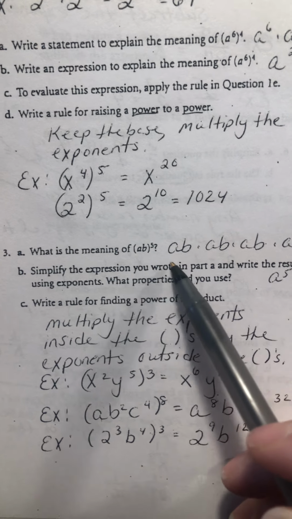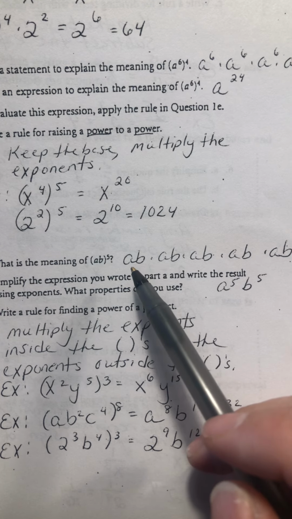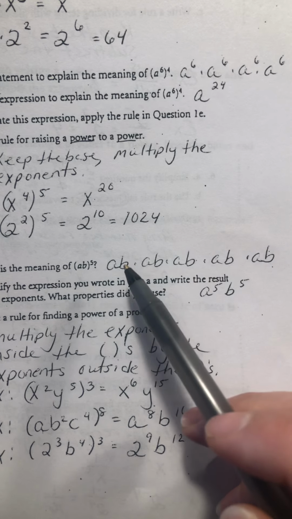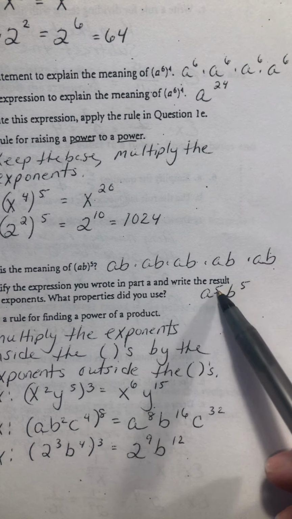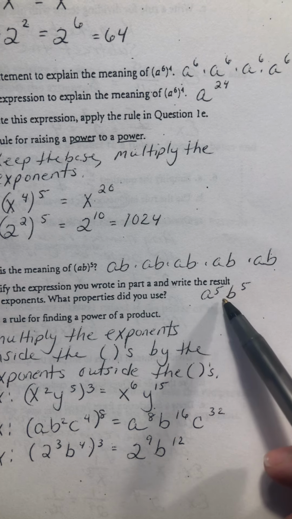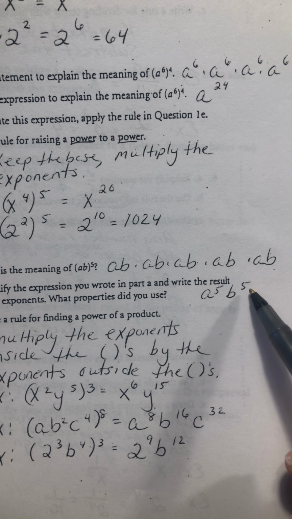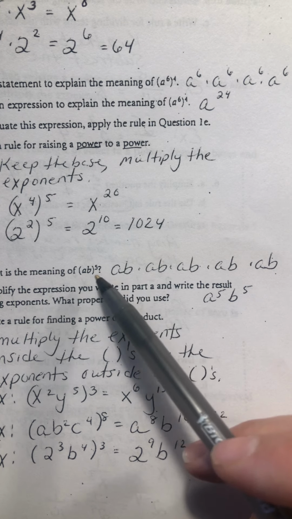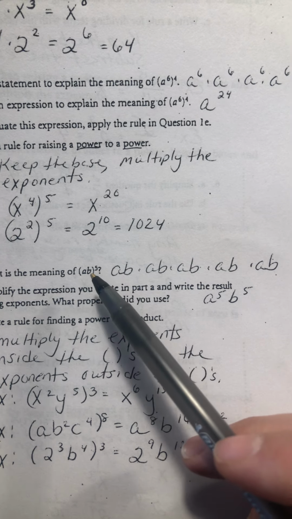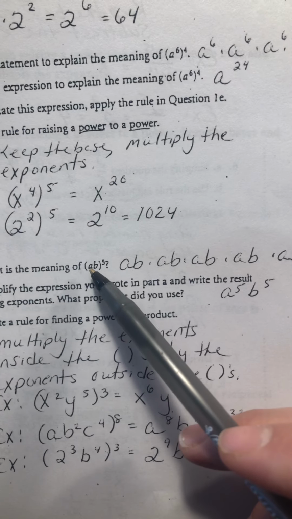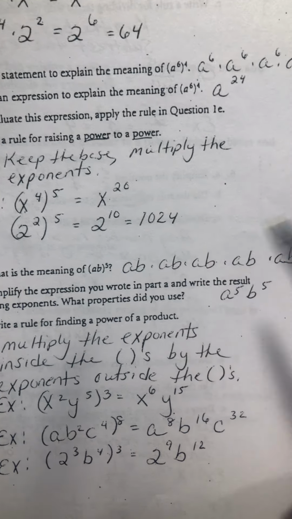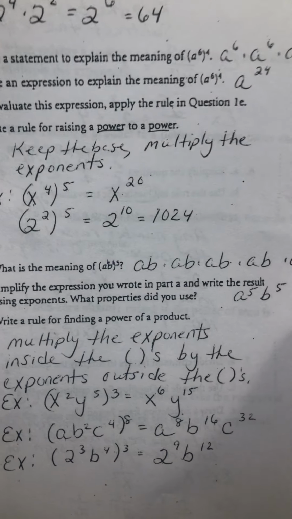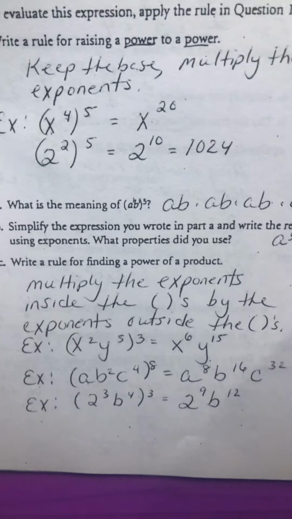So thinking about it the long way, it's really ab times ab times ab times ab times ab. I have 5 of the a's and I have 5 of the b's. So if I think about what this looks like, a to the 5th times b to the 5th. So if I raise a product to a power, I'm keeping the base and I'm multiplying the exponents on the inside by the exponent on the outside. So even though you don't see it, there's a 1 here, and 1 times 5 is 5.